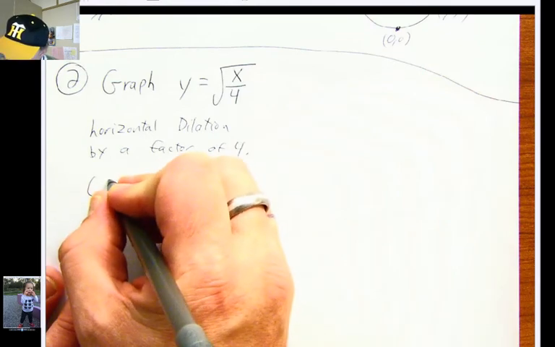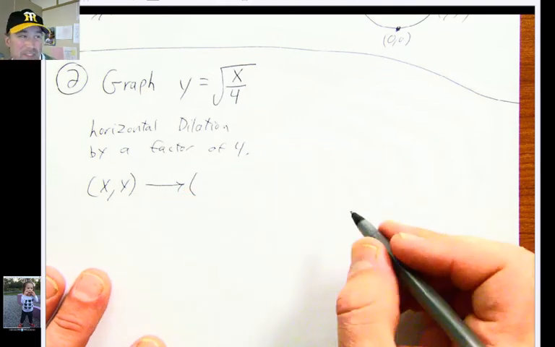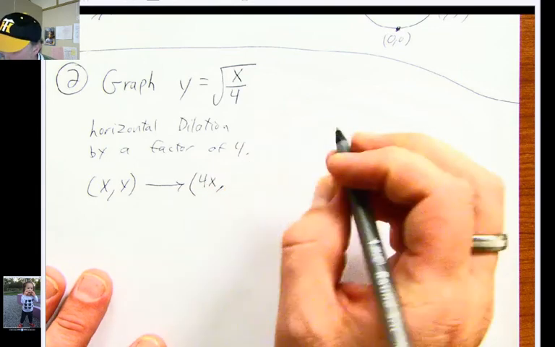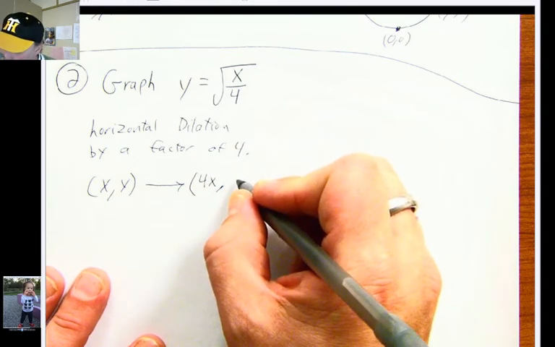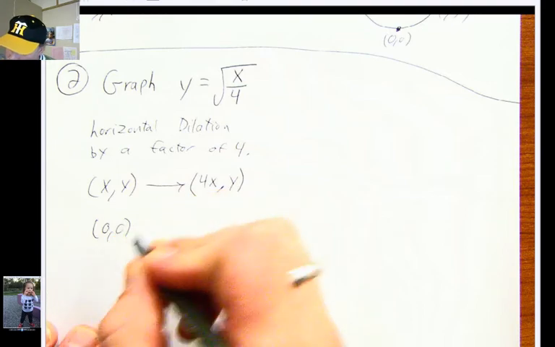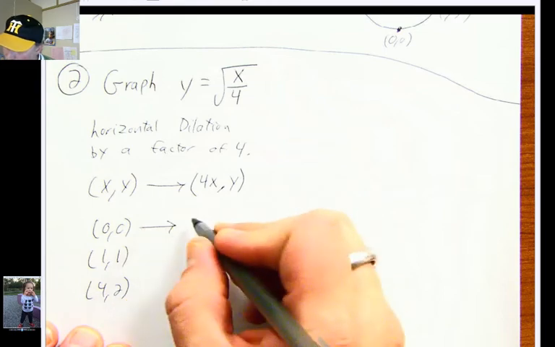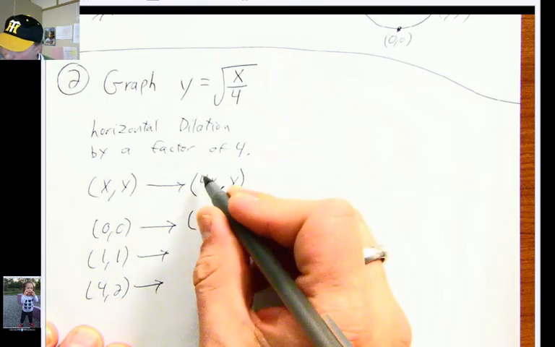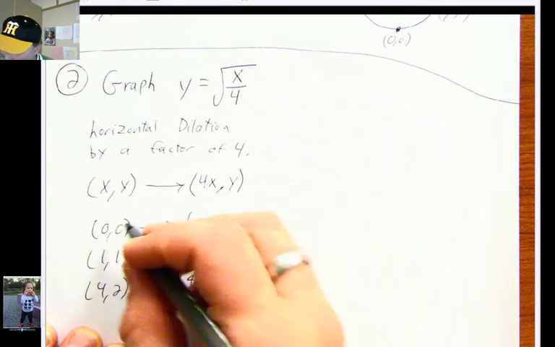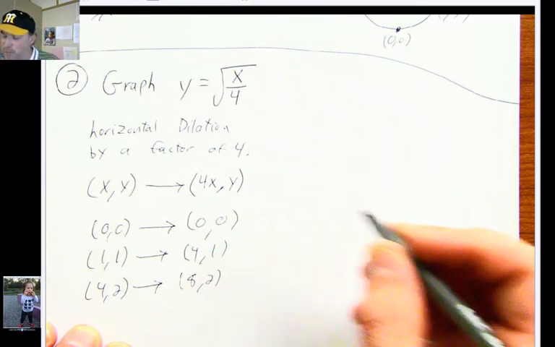Which means if I take my original xy coordinates, it's horizontal, so it's the x-coordinate that's going to be affected here. Factor of 4 means you're multiplying by 4. The square root graph has key points at 0, 0, 1, 1, and 4, 2. First, I'm going to multiply all these x-coordinates by 4, and it becomes 0, 4, and 8. Then 0 stays 0, 1 stays 1, and 2 stays 2.